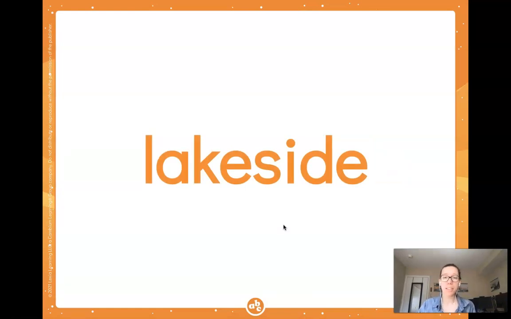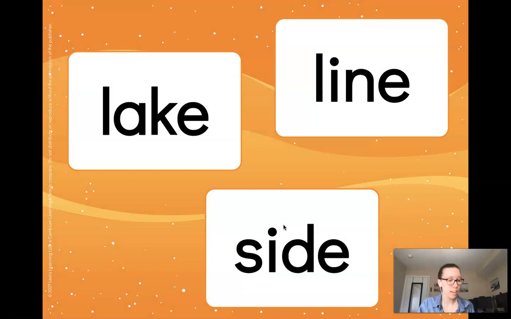Let's count the syllables in lakeside. Lake, side. The word lakeside has two syllables. Both of these syllables are silent E words, lake and side. But it has two syllables that we hear in the word, lake, side. Let's look at these words again.